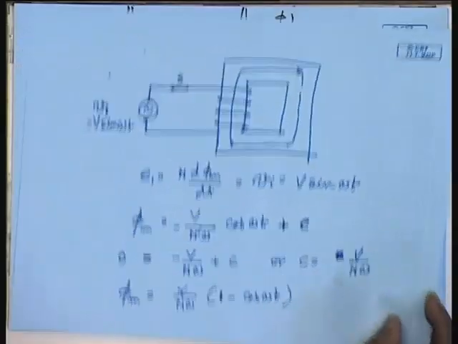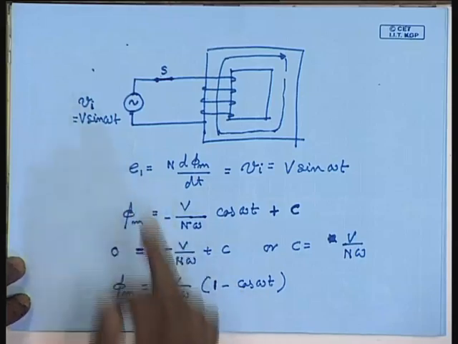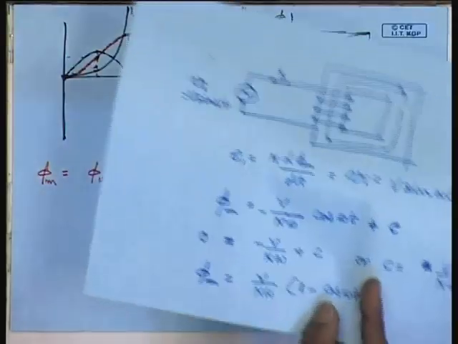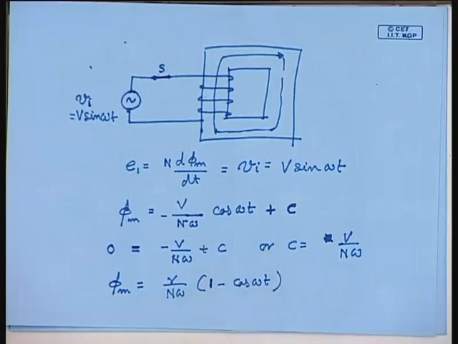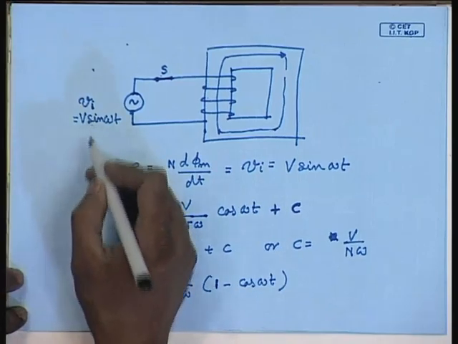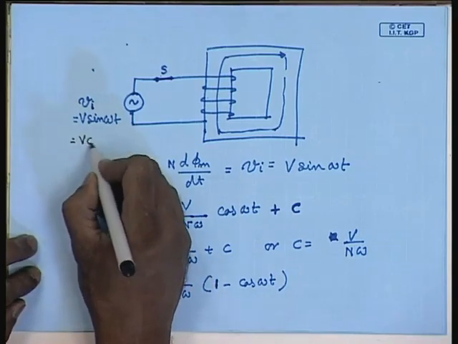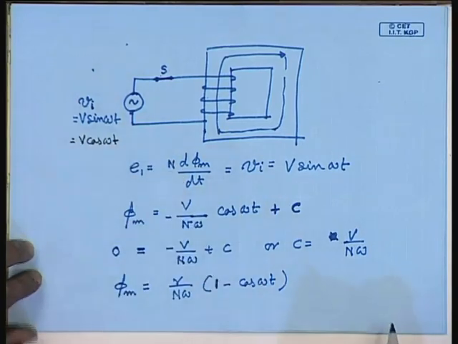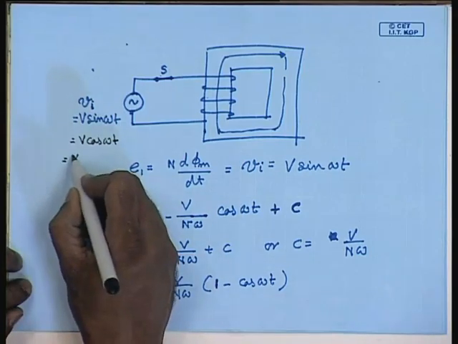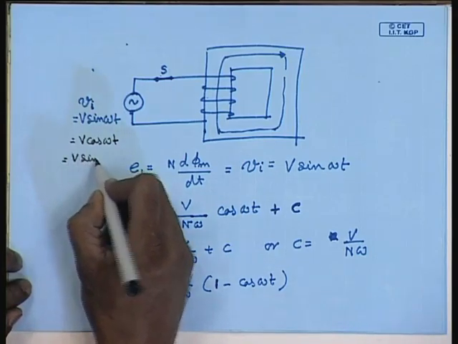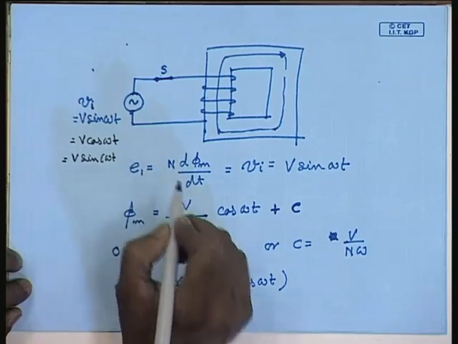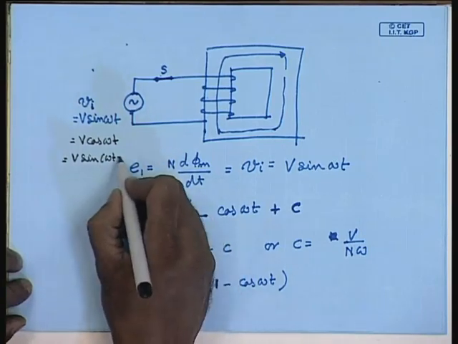It is interesting to note that instead of switching the voltage at the zero crossing, had we switched it at the peak value, that is, at t equal to 0 if I switched it at the peak value, then Vi would have been given by, instead of V sin omega t, V cosine omega t, that is equal to V sin omega t plus pi by 2.